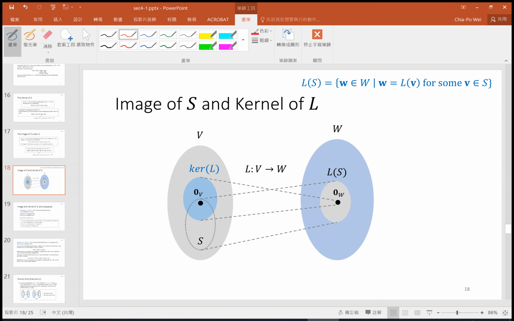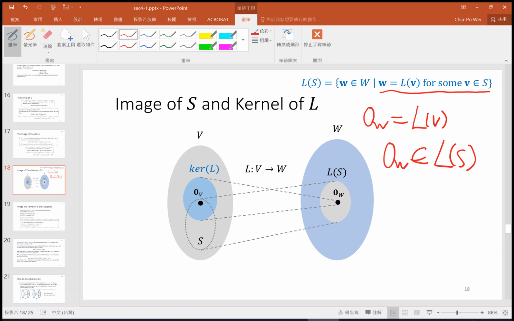Next, we show that 0W is always in the image of S. To prove this fact, we need to show 0W satisfies the requirement in the definition of image of S. That is, we need to show 0W equals L of V for some V in the subspace S.